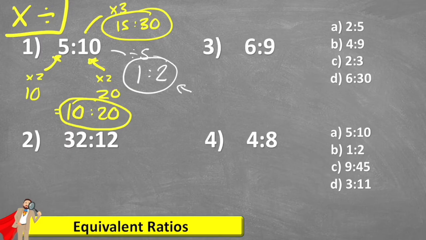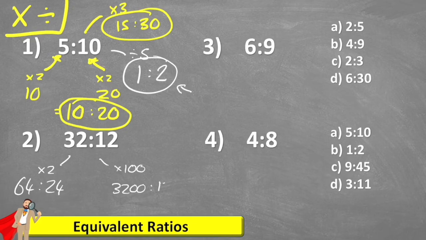Okay, let's have a look at question 2. 32 to 12. So I could times it by 2 and end up with 64 to 24, or I could times it by 100 and end up with 3200 to 1200. But again, I could also divide, and in this case I'm going to divide by 2 because I can see 2 is a common factor, and 32 divided by 2 is 16, 12 divided by 2 is 6. But this isn't yet our simplest form, because I can see they're both even, so I can divide them by 2 again, and I'd end up with 8 to 3. 8 to 3 cannot be simplified anymore, so this would be my simplest form, but also an equivalent ratio.